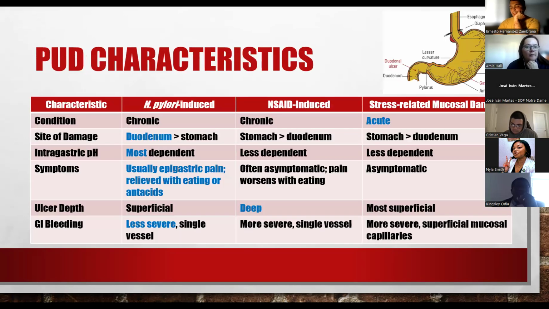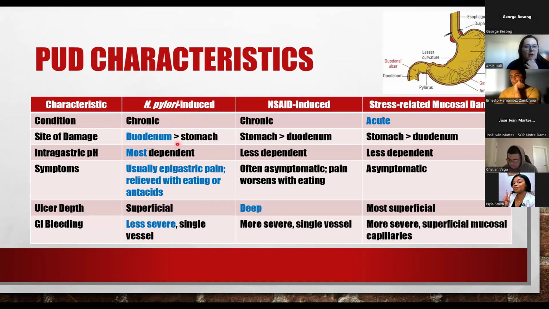Right, so this is just a summary slide of our characteristics of peptic ulcer disease. If we have an H. pylori infection, it's a chronic infection. The damage is usually in the duodenum versus the stomach. It's most dependent on the intragastric pH. It usually has epigastric pain relieved by eating or taking antacids.